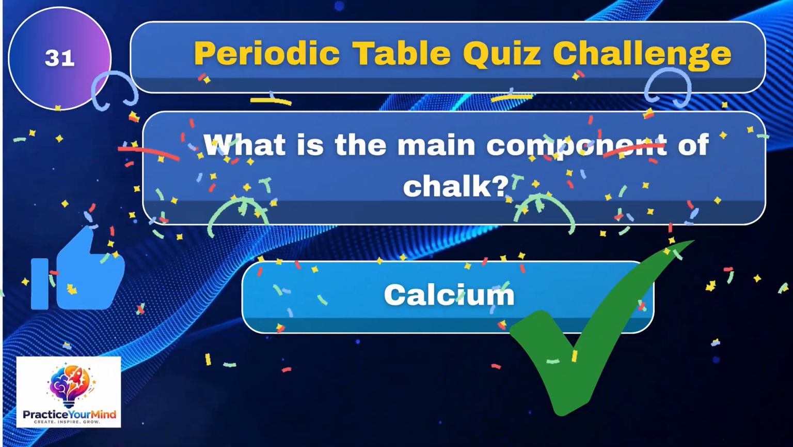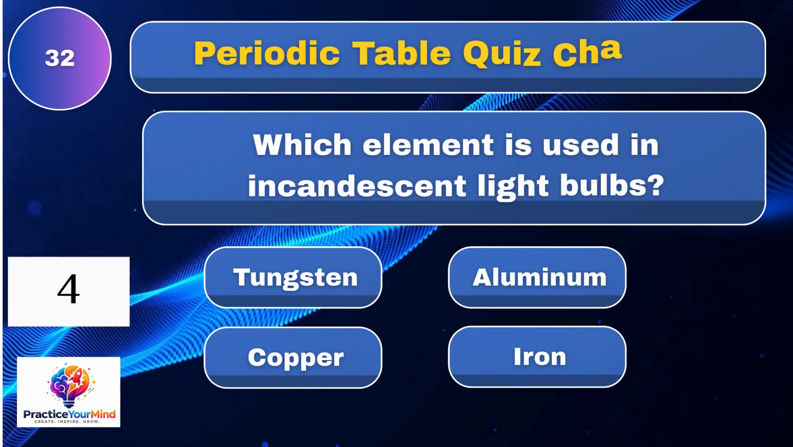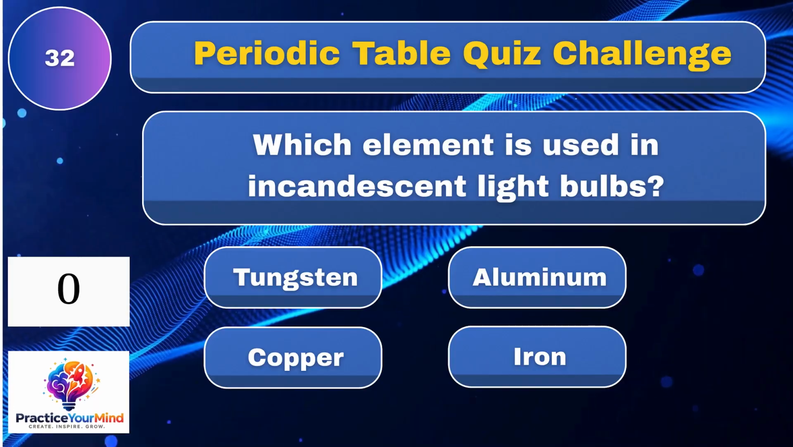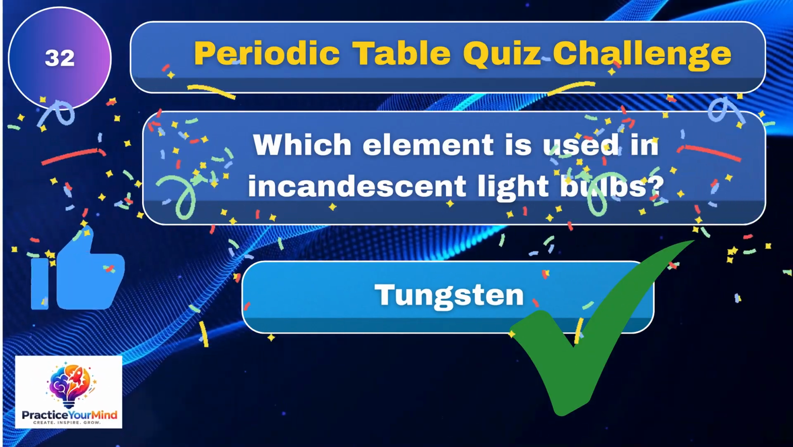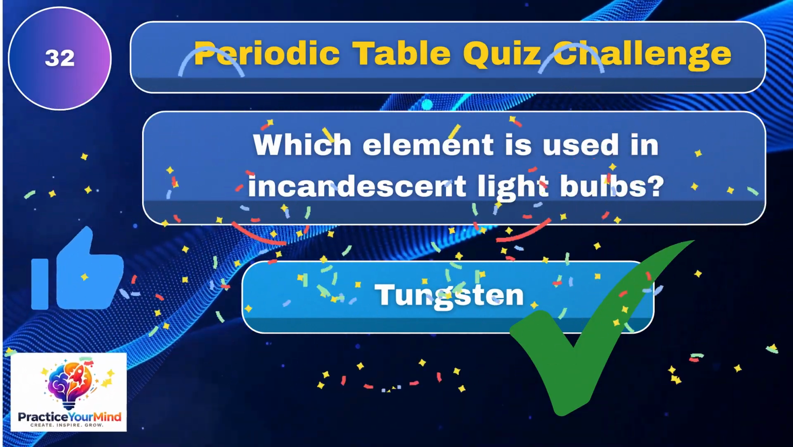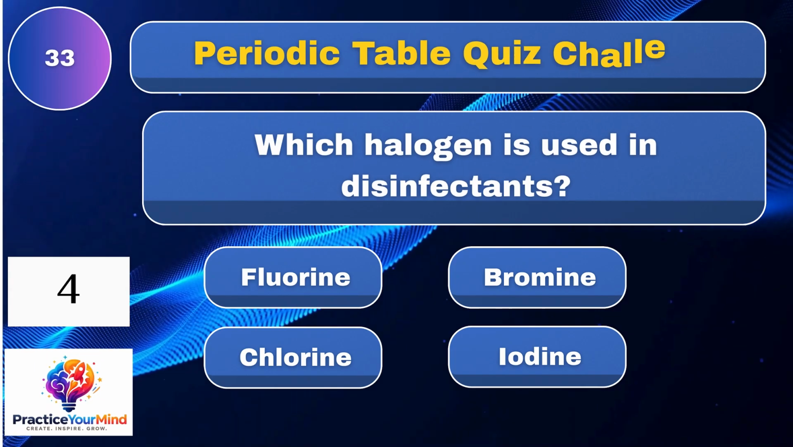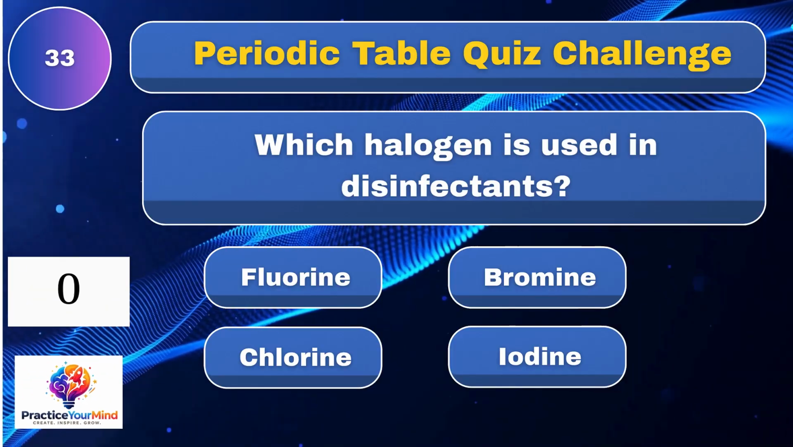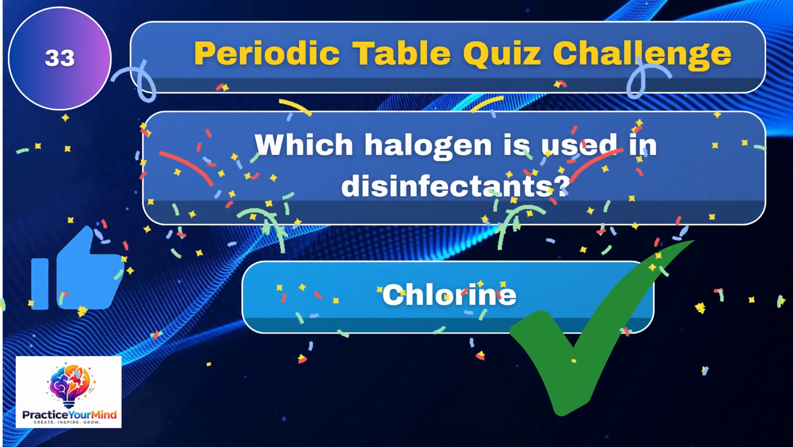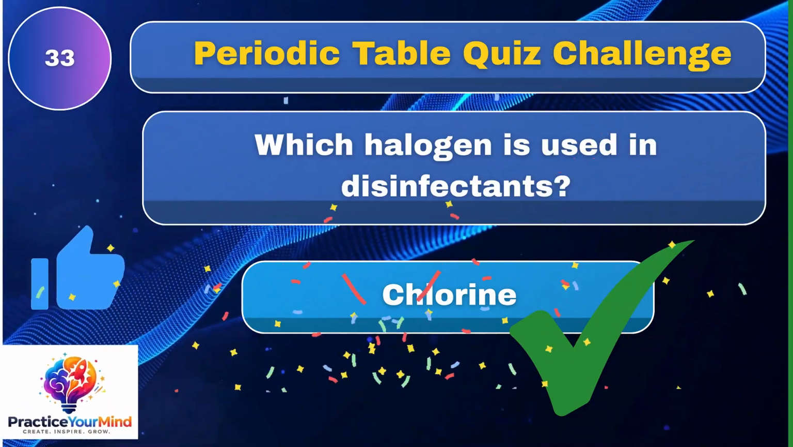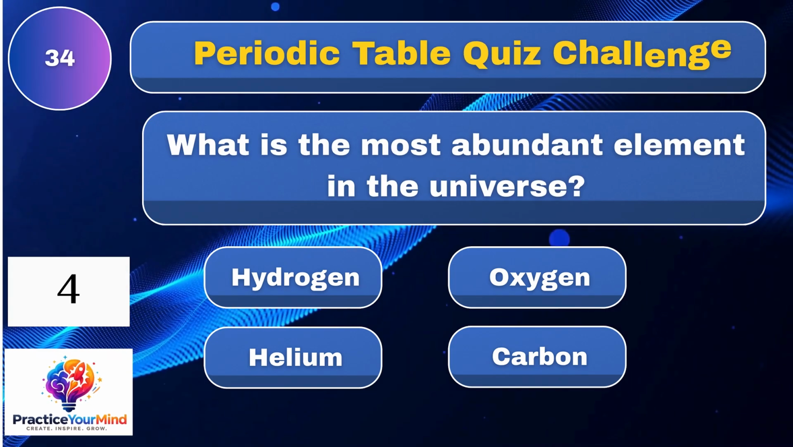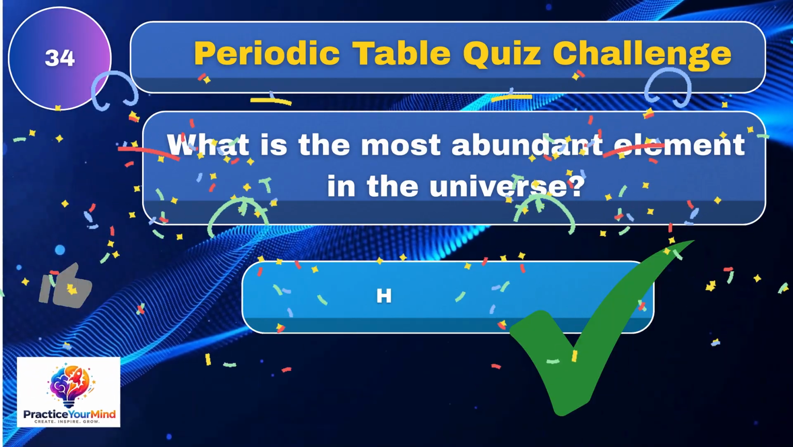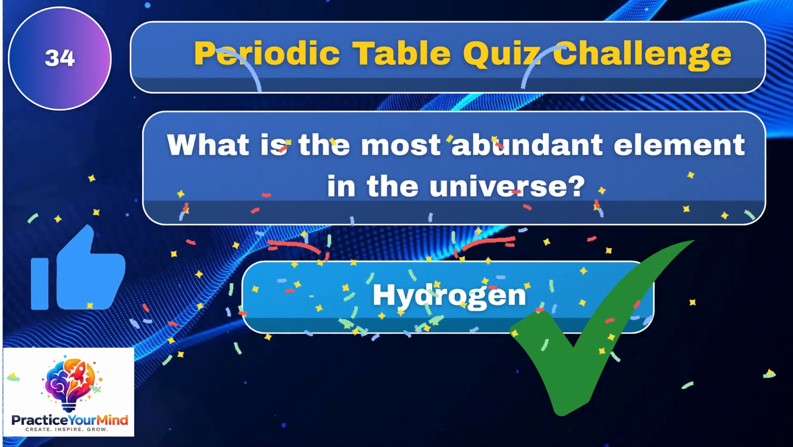On to question 32. Which element is used in incandescent light bulbs? Right. Tungsten is used in bulbs. Next up, question 33. Which halogen is used in disinfectants? Correct. Chlorine is used in disinfectants. Moving on, question 34. What is the most abundant element in the universe? Exactly. Hydrogen is the most abundant.